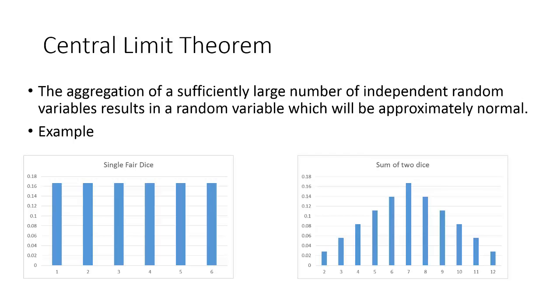Right. So the idea that is being put forth here with central limit theorem is that aggregating, and the word aggregating can be thought of as taking the sum, or you can think of it as taking the average. Both are essentially the same thing. The difference between sum and average is just dividing by the number of times. But this form of aggregation of a sufficiently large number of random variables results in a random variable which will be approximately normal.